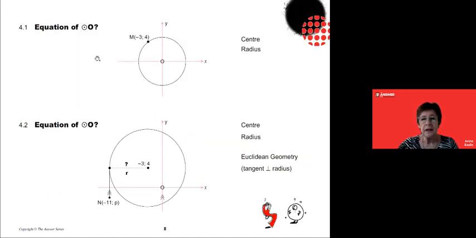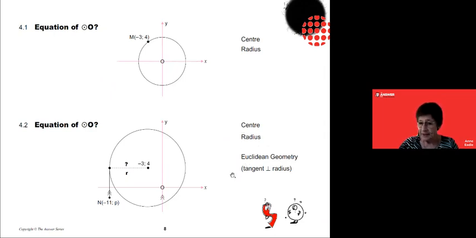Again, over here, equation of the circle. We just take a circle with center the origin, and all we need to find the equation of such a circle is the radius. Whereas in the next question, when we have to find the equation of a circle where the center is not the origin, we need the coordinates of the center, as well as the radius.